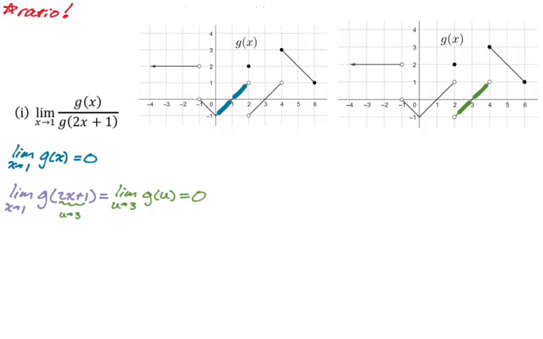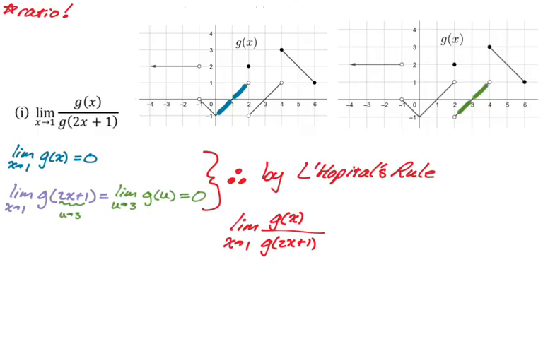That's a L'Hopital's problem. So because we got those, you have to show both of those independently. And then once you have shown those, I can say, therefore, by L'Hopital's rule, the limit as x approaches 1 of g of x over g of 2x plus 1 is equal to, so L'Hopital's is the same limit, but then derivative of the top, which is g prime of x, over derivative of the bottom, which is going to be 2g prime of 2x plus 1. Don't forget the chain rule. Chain rule will get you if you forget it.